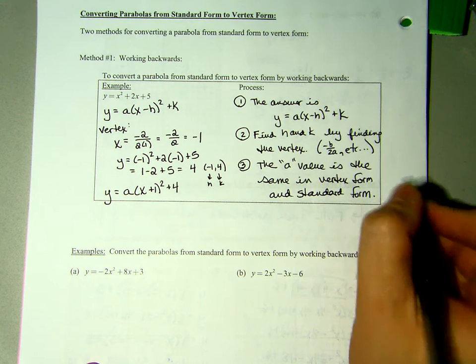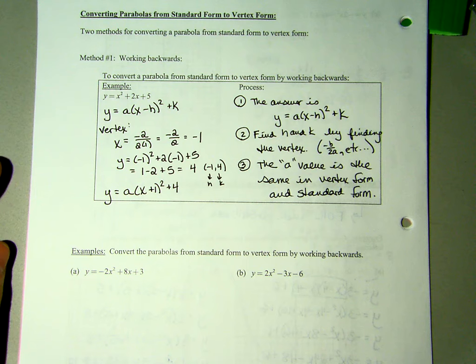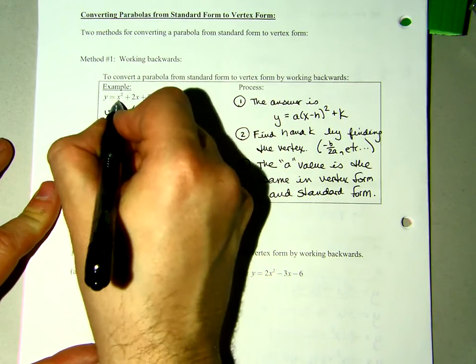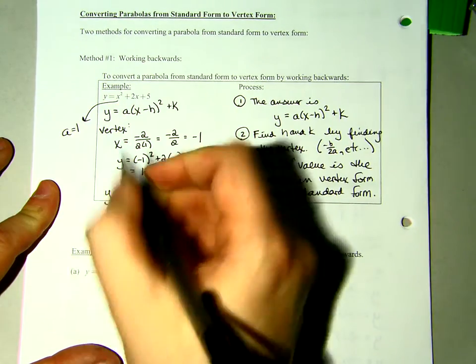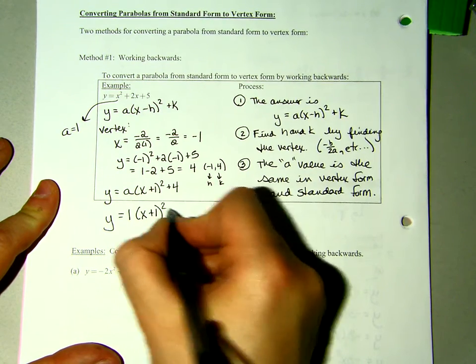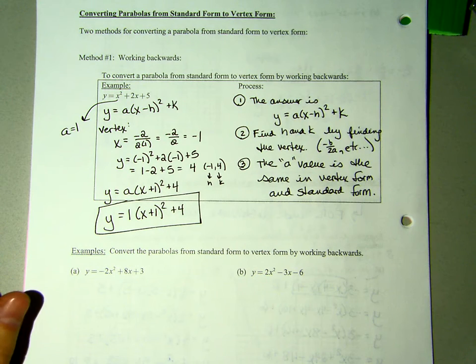So in the original problem, what was the a value? 1. In the new problem, the vertex form, what's the a value going to have to be? 1. That's as difficult as the a value is. That's the easy part. Your answer is y equals 1 times x plus 1 squared plus 4. That's it. We know what the answer looks like, so we're going to find the vertex, that's h and k. To find the a, all you have to do is take it from standard form.